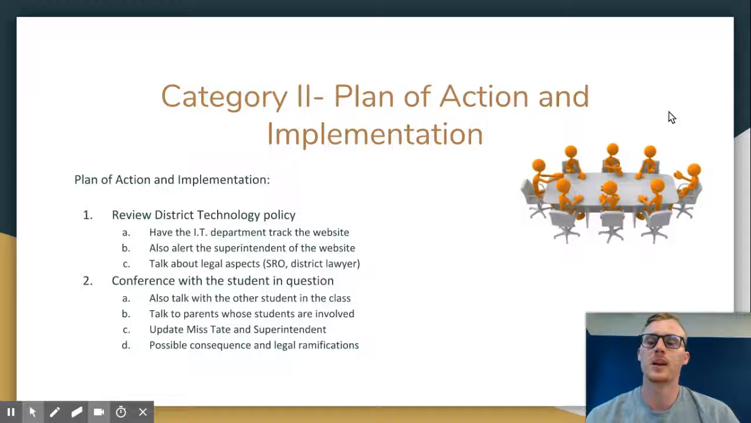I want to talk with the parents whose students are involved in the situation. I want to update Ms. Tate and the superintendent along the process, and just that there will be possible consequences and legal ramifications from whoever created the Facebook page. So the action on that.